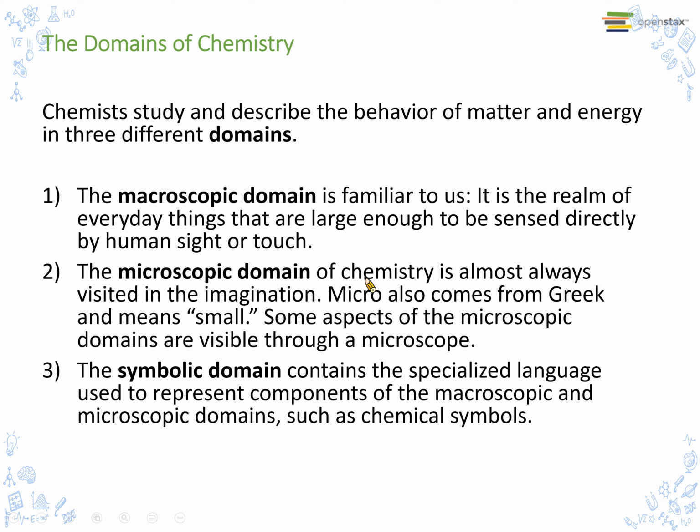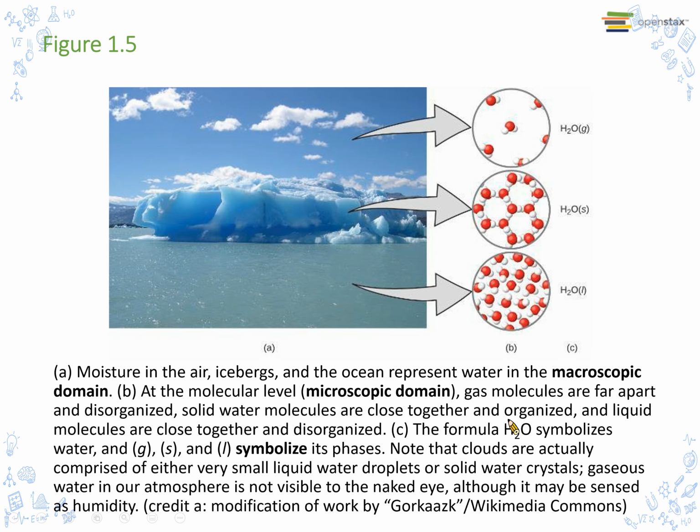The microscopic domain of chemistry is almost always visited in the imagination. Micro also comes from Greek and means small. Some aspects of the microscopic domain are visible through a microscope. The symbolic domain contains the specialized language used to represent components of the macroscopic and the microscopic domains, such as chemical symbols. Here is an example.